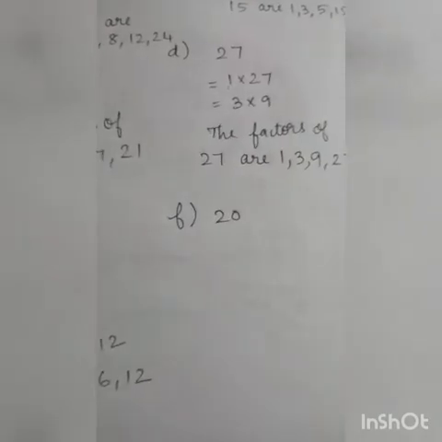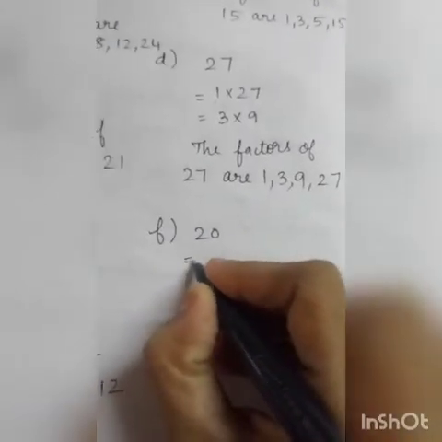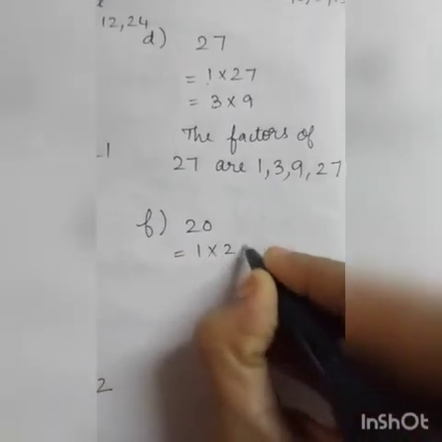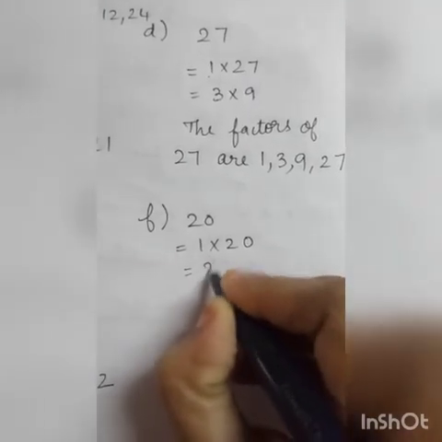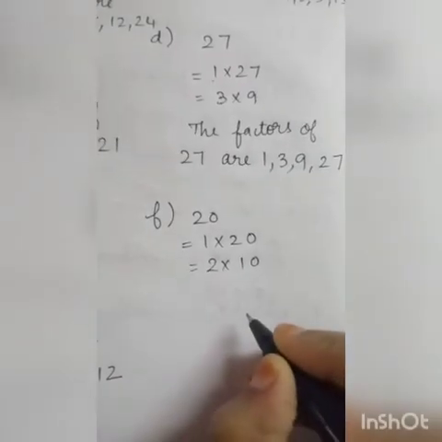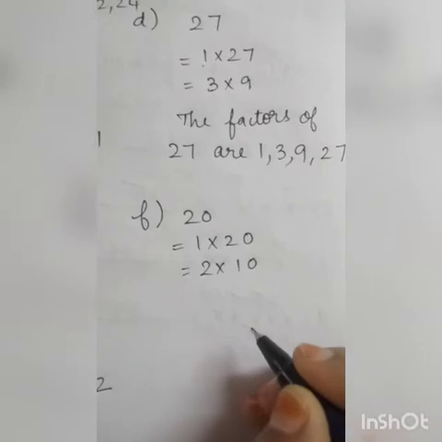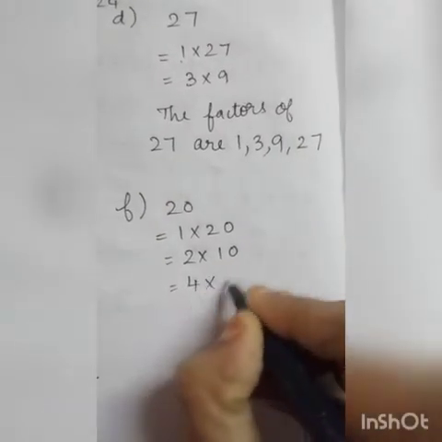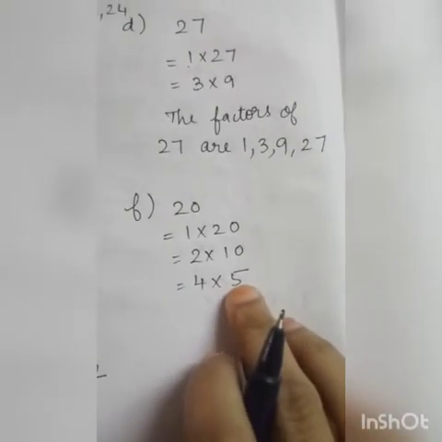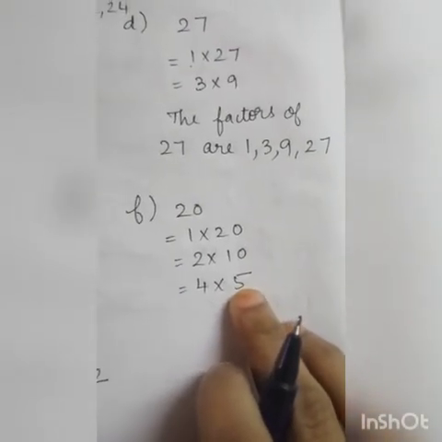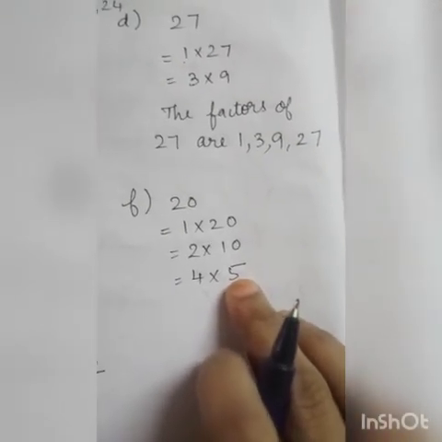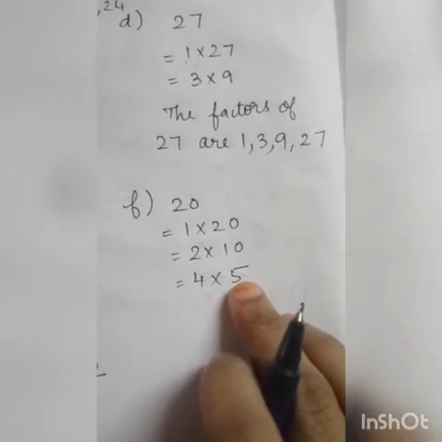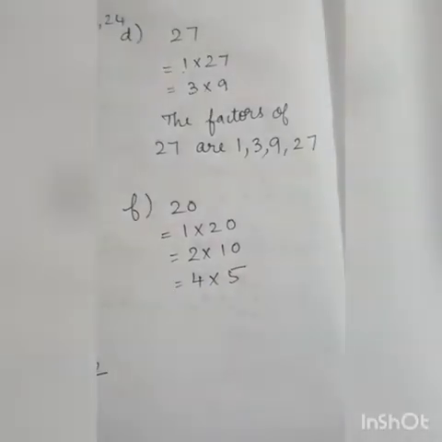Okay. Next 20. So shall I start writing? 1 into 20, 20. Next in the 2 table, 2 10s are 20. Right? Whether it comes in the 3rd table? No. 4th table? Yes. 4 5s are 20. 5th table, it is here. 6th table? No. 7th table? No. 8th table? No. 9th table? No. 10th table, it is there after the 20th table.